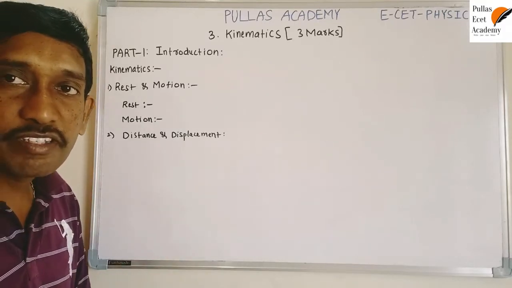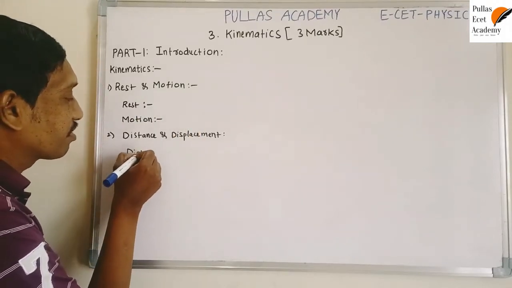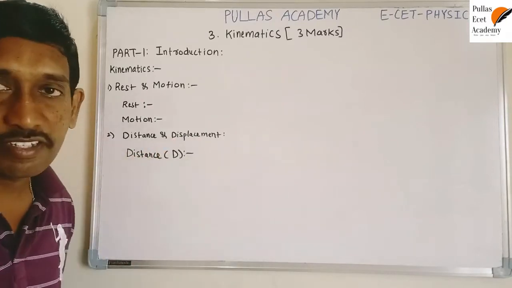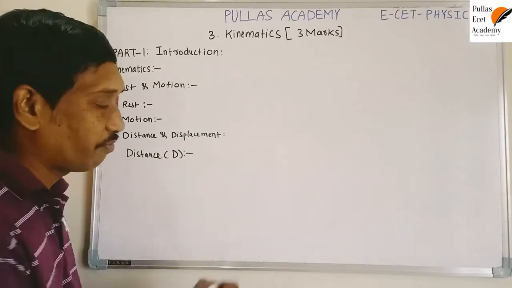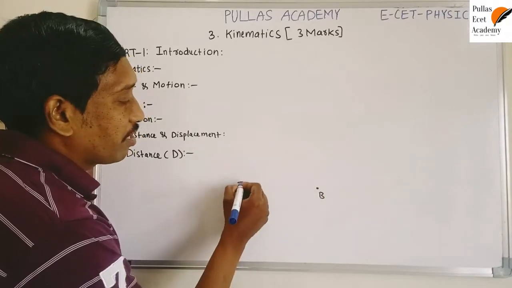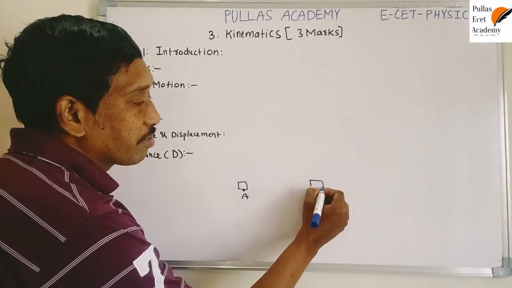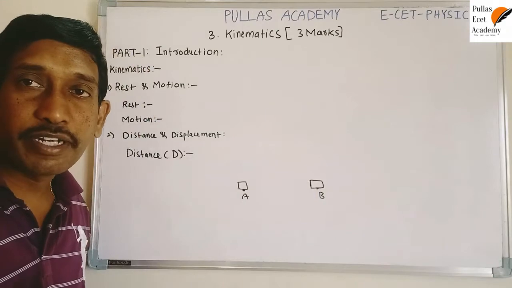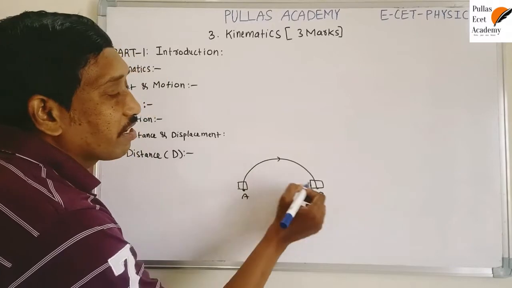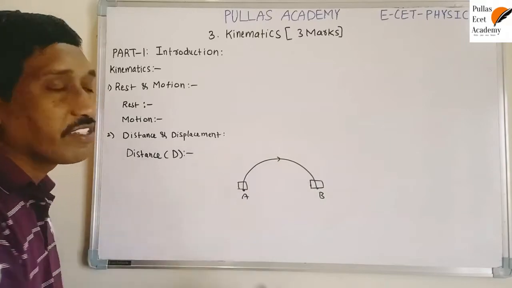Now we are going to discuss these two concepts here. First I want to explain the distance. Distance is denoted by capital D. What is the distance? From the example it is very easily understood. For example, this is position A, this is position B. Suppose one body is moving from A to B. When it is moving, it follows a certain path. For example, when it is moving along this curved path and reaches position B, this curved path length is considered as a distance.